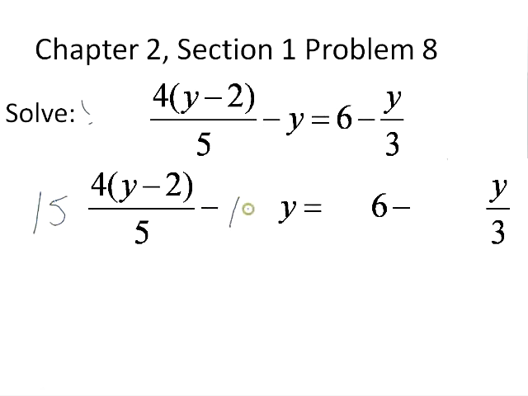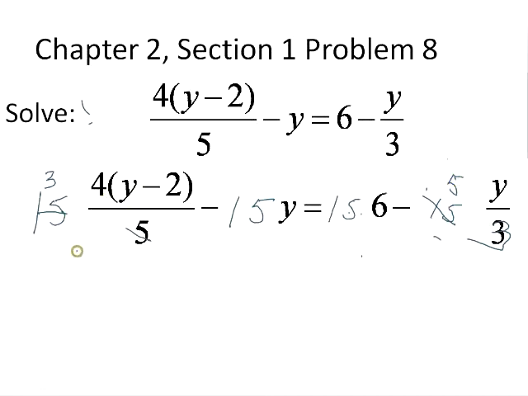So I'm multiplying that term by 15, this term by 15, I multiply the 6 by 15, and finally I'm going to multiply the y over 3 by 15. Now the reason that we do this is because now this 5 will cancel with the 15 to a 3, and over here, on the right side, this 15 and 3 cancel, and I get a 5.